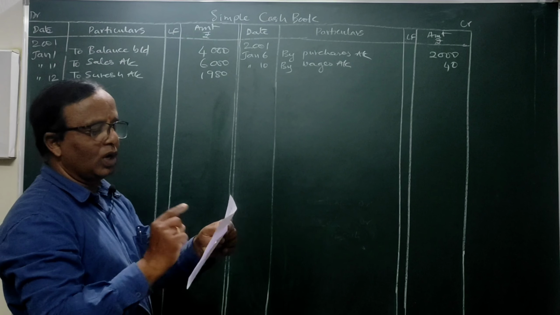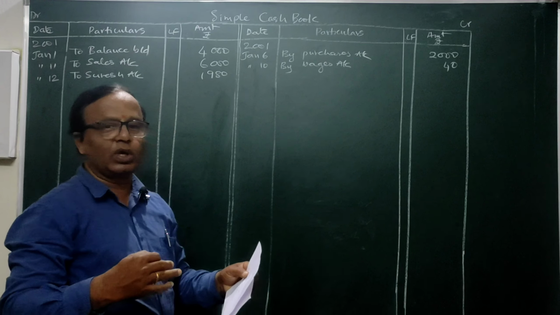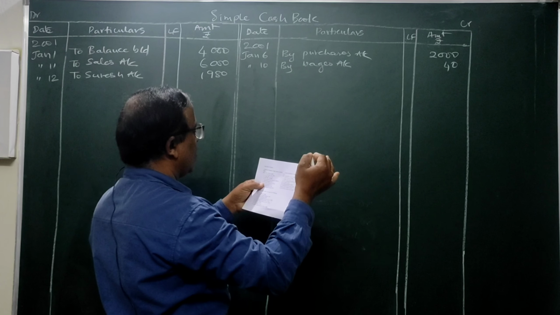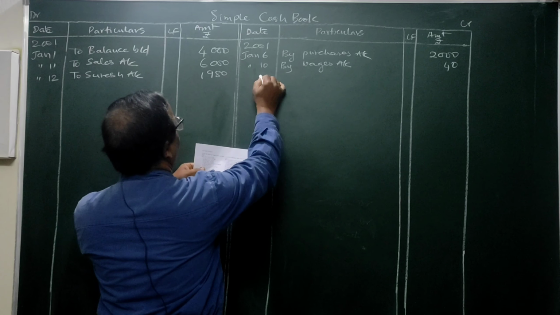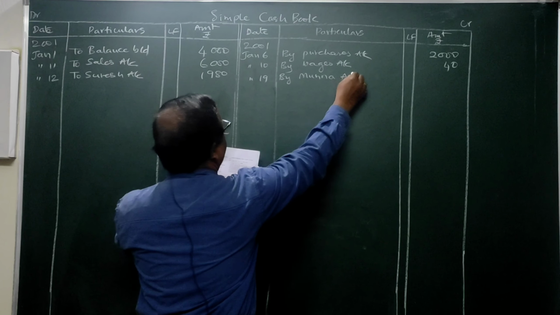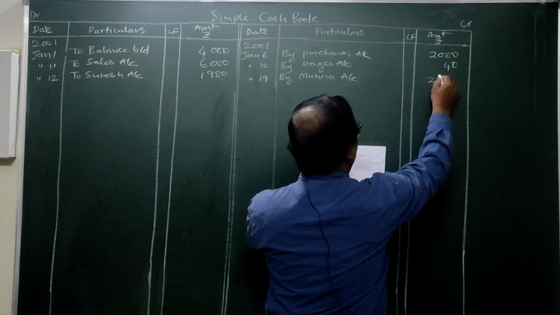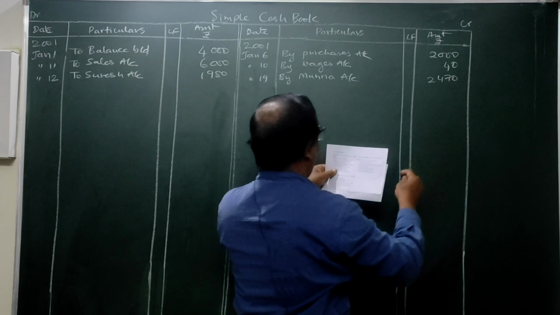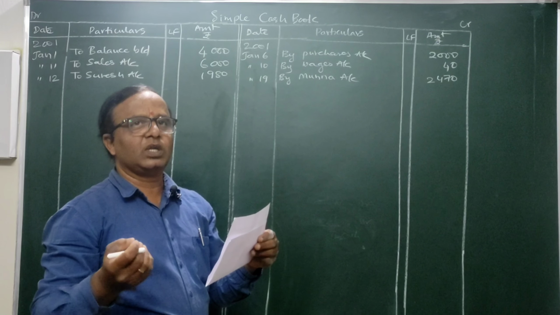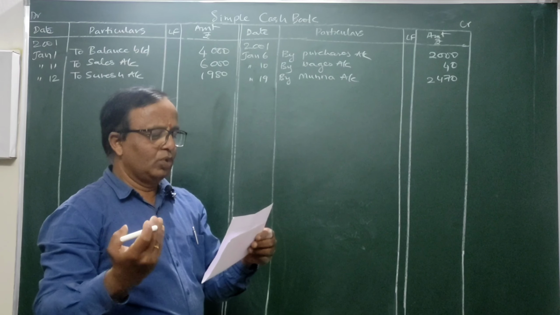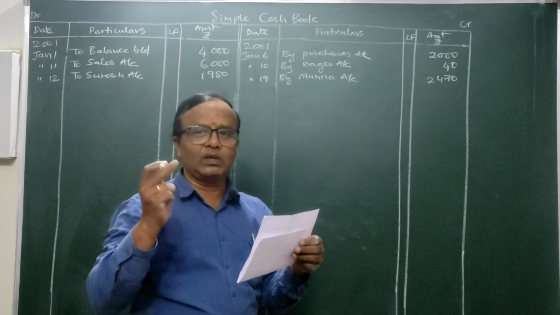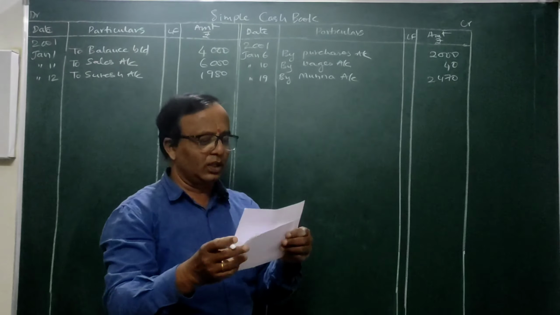Similarly, cash paid to Munna. When you have paid cash to Munna, cash is going out. So your entry is Munna account debtor to cash. So it will be here on 19th, by Munna, because cash is going out. Munna account. How much? 2,470. And discount received 30. When you have received discount from him, discount is an income to you. So Munna account debtor to discount received account. It will be recorded in Munna's account as well as discount received account. It will not be recorded here in this one.